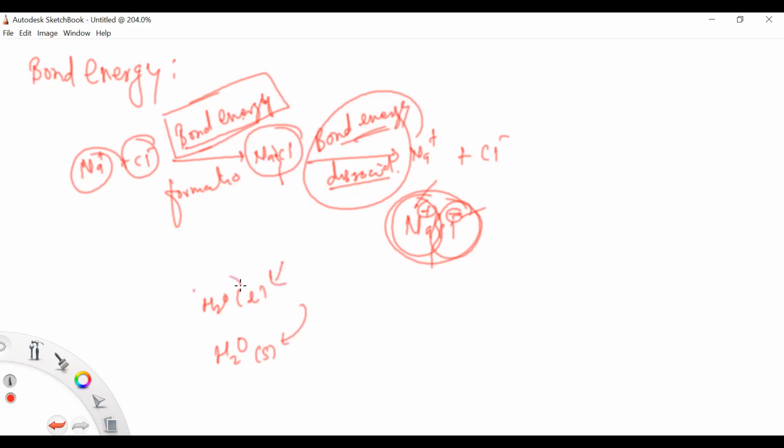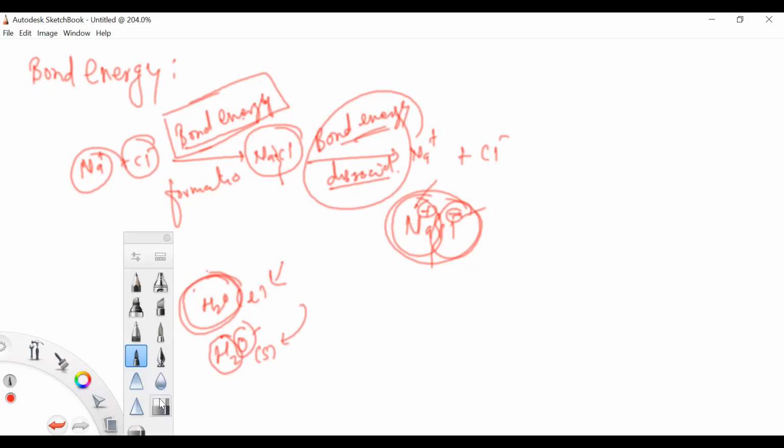So it depends upon the nature of the whole molecule, the nature of your hydrogen atom and the nature of your oxygen atom. So your bond energy depends upon the nature of the atoms and the nature of the molecule as a whole. For example, the diatomic molecules like H2.